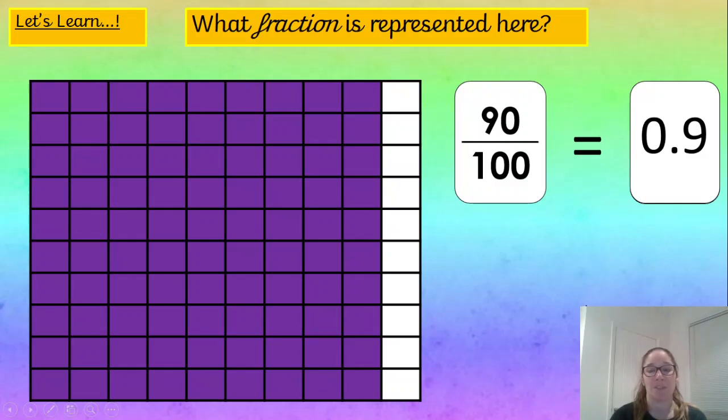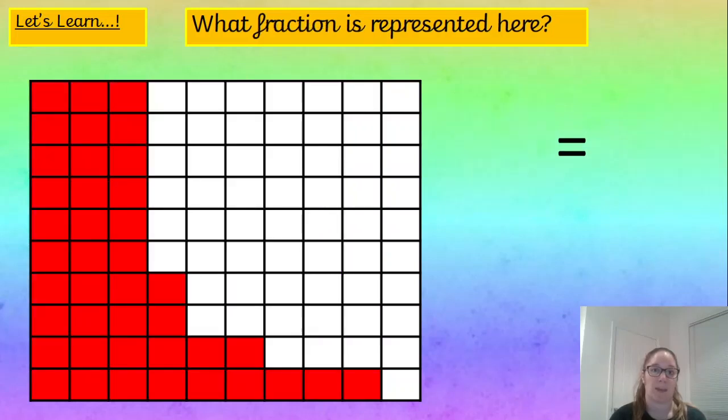Now sometimes it does get a little bit confusing because sometimes we think it just means 9 out of 100, but it doesn't. So we really have to be careful there.